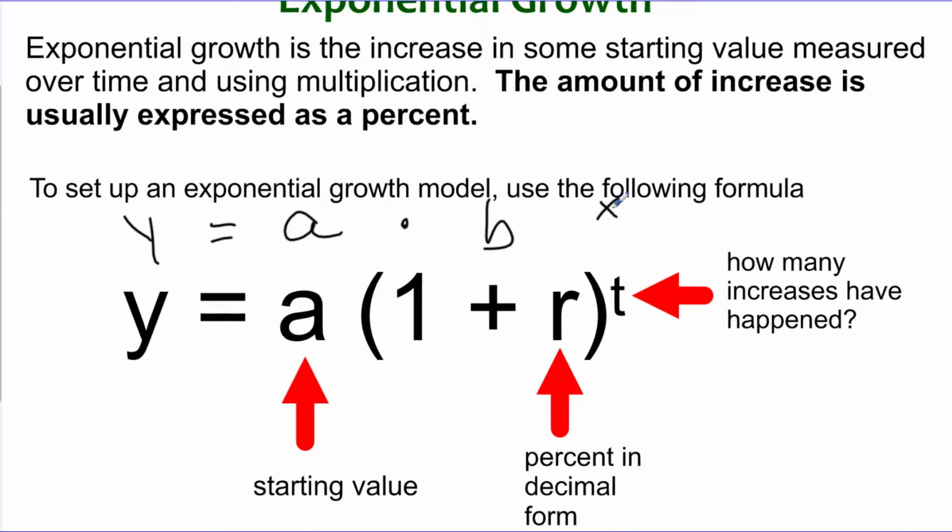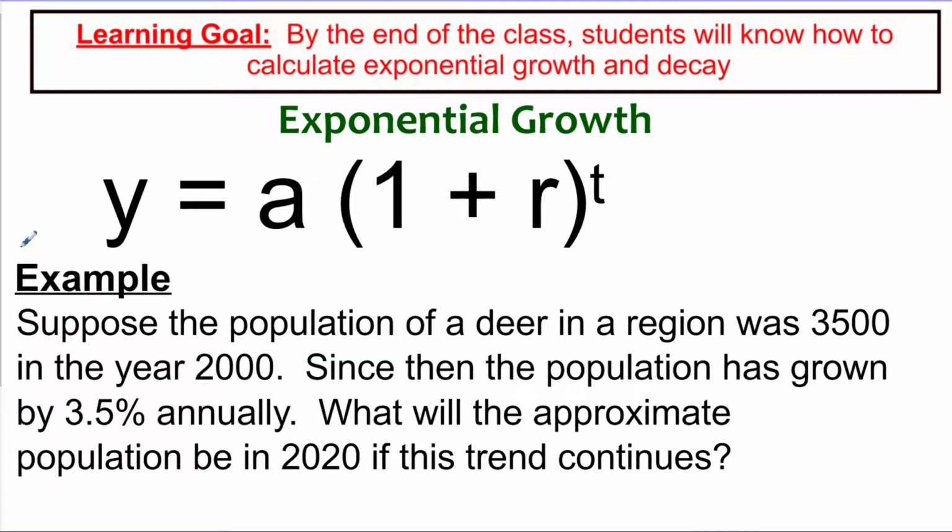And then this middle value, the b value, we need to be more specific, and we're going to say 1 plus r, which means how much we're increasing as a percent. We're going to put that percent in decimal form, though, right? So we're just taking our standard model of a times b to the x and getting a little more specific. Okay, so let's take a look at an example of exponential growth happening.